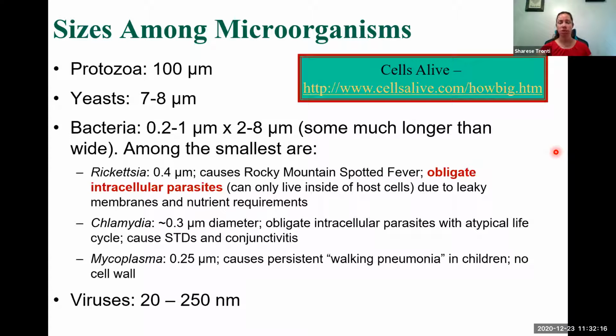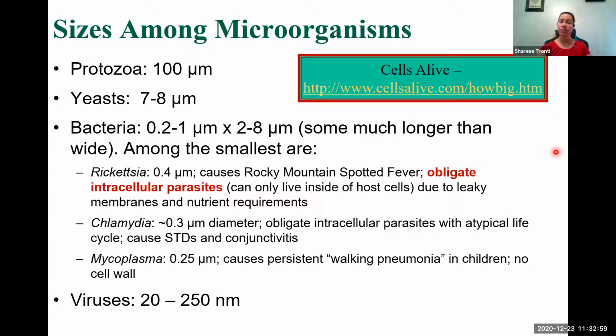This is what's responsible for Rocky Mountain spotted fever. Something interesting that we see a lot in these smaller bacteria is that they can be obligate intracellular parasites. This is like we see with viruses, how they have to be inside of the cell in order to replicate and survive. We can see that as well in some bacterial species, especially here with Rickettsia. Also chlamydia, same thing. It's about the same size. It's also an obligate intracellular parasite. This is responsible for STDs and conjunctivitis.